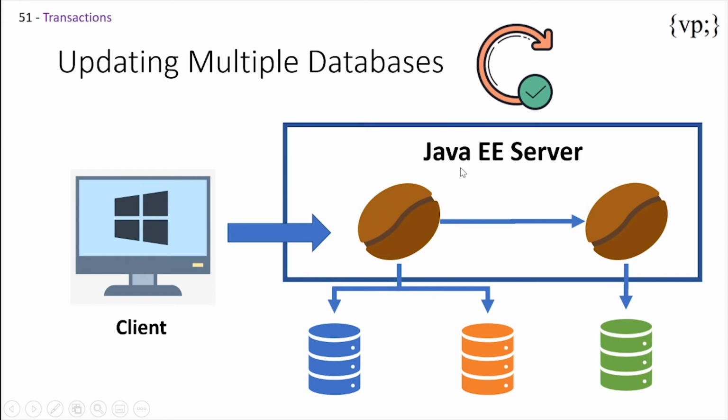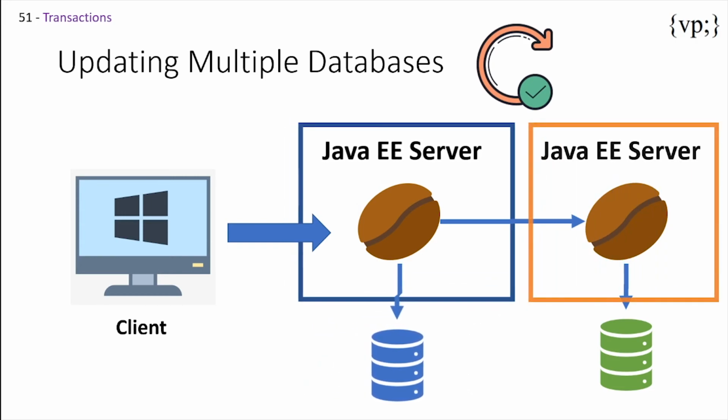Bean A then invokes a business method in Bean B, which then creates a second transaction, which is done over here in database Z, and returns control to the business method in Bean A, which commits a transaction. All 3 database updates occur in the same transaction.